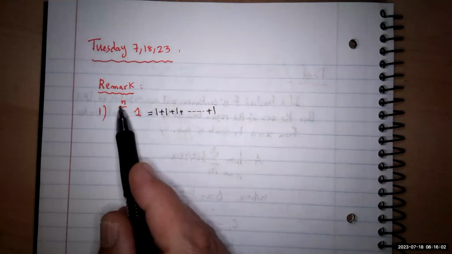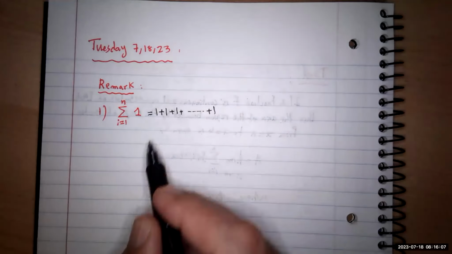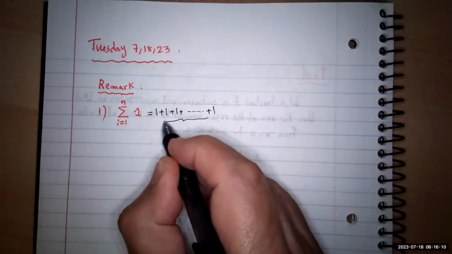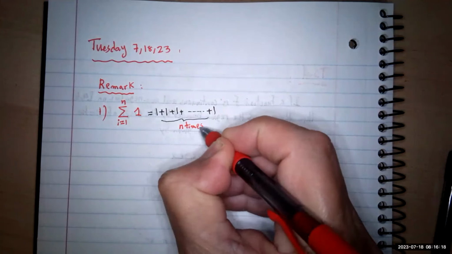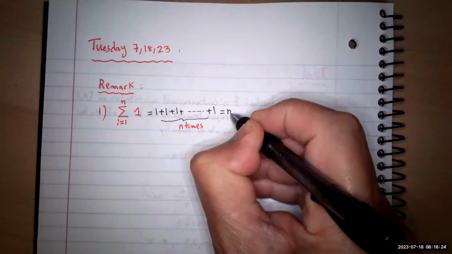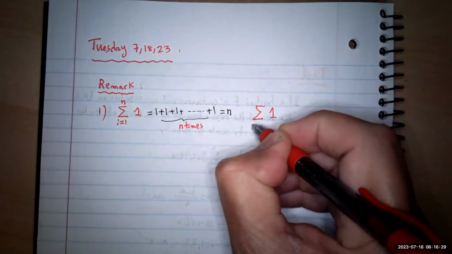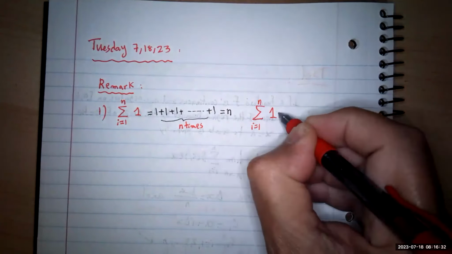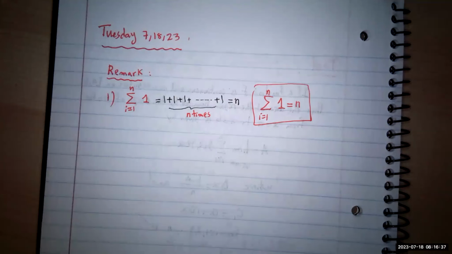If this is 10, you add 10 ones, would be 10. 100 ones, 100. So in this case, you're adding n ones. This is n times 1, which would be n. This is our first formula. So in short, sigma 1, i from 1 to n is equal to n. This is one of them that we may have to use. So we give you this formula.